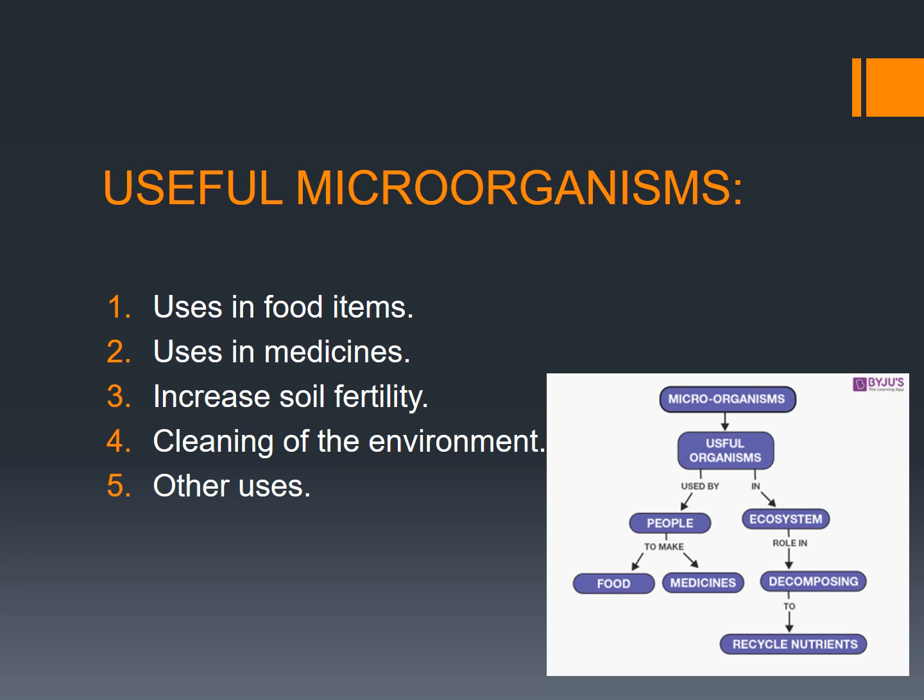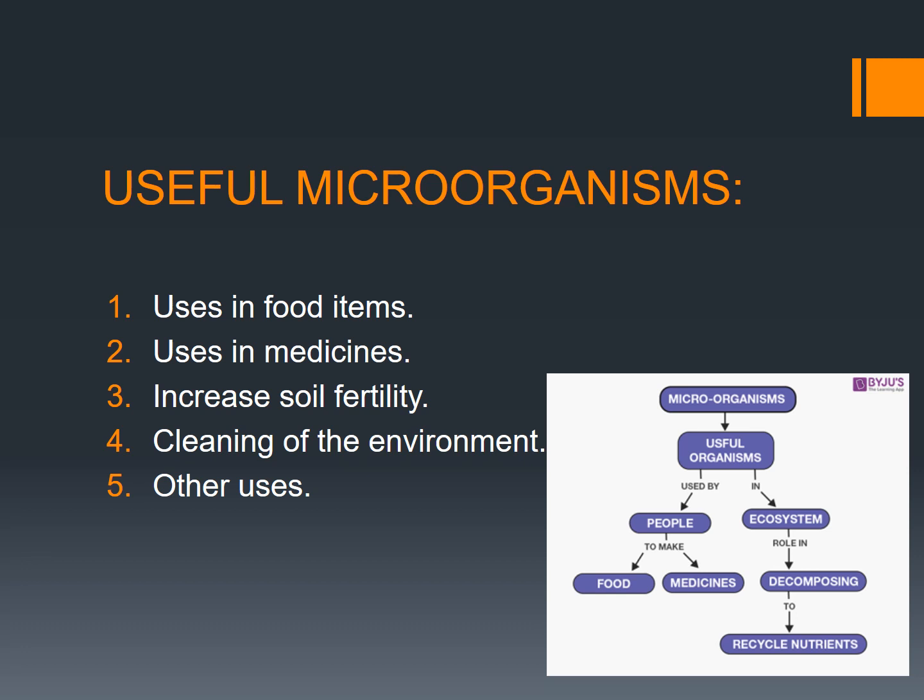Other examples of the use of microorganisms in food items are: a fungus called Aspergillus is used to produce large quantities of citric acid used in soft drinks. Some algae such as Chlorella, which is green algae, Porphyra, which is marine algae, and seaweeds are eaten as food in many countries because they are rich in proteins and vitamins.